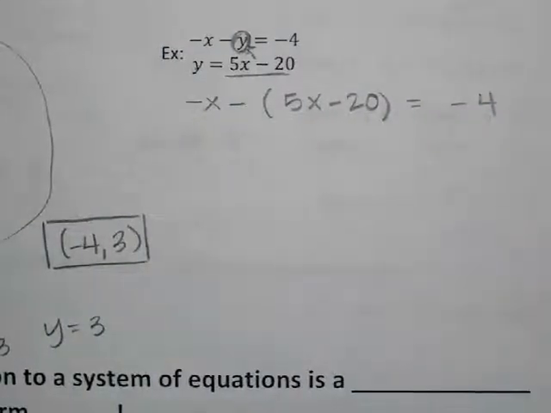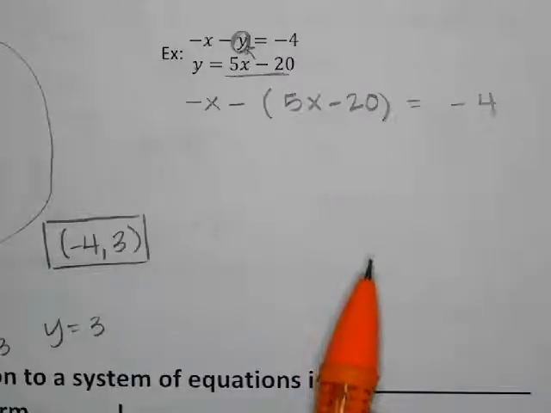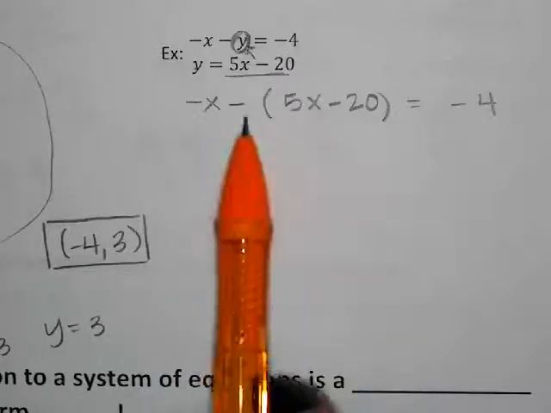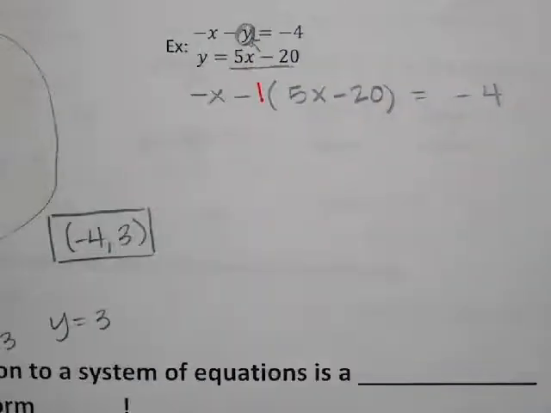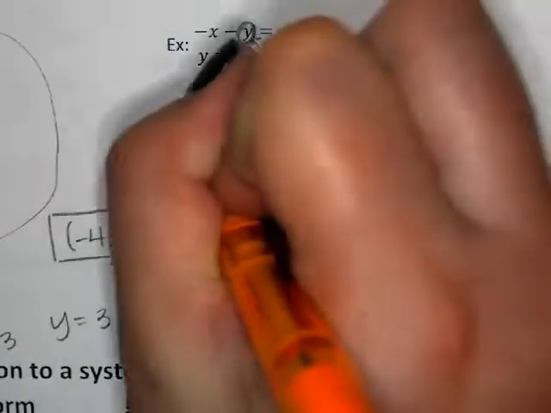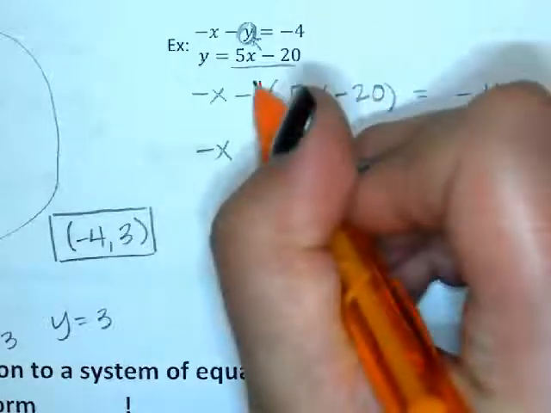How do your brains feel about that? Okay. So what should we do to get rid of those parentheses? Yeah, so this negative is kind of like having a -1. And so we can take that -1 and we can multiply it inside those parentheses. So negative x in the front, and then we got -1 times positive 5x. -1 times -20.